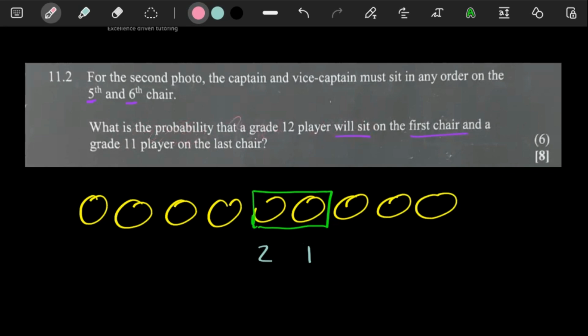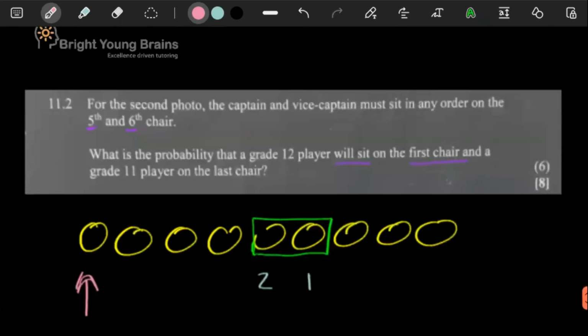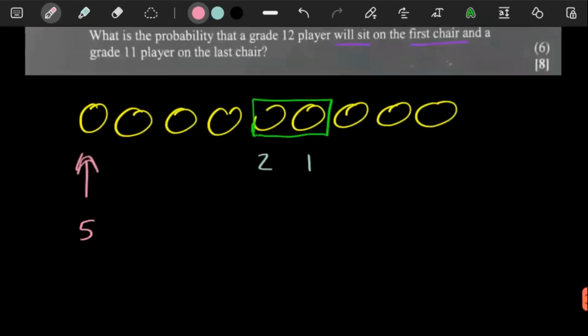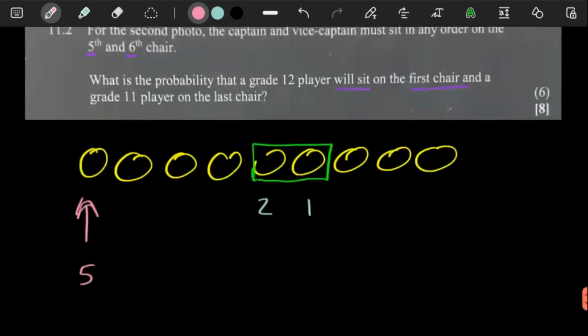Let's worry more about how they said a grade 12 learner has to sit in the first chair. So a grade 12 learner sitting in the first chair, how many grade 12 learners do we have? We have a total of 5 grade 12 learners. So in this first chair, there's 1 out of 5 options. And then once you put a person there, they said grade 11 has to sit in the last chair. In the grade 11 slot here, remember there's 4 people in total. So there's 1 out of 4 options for this last chair.